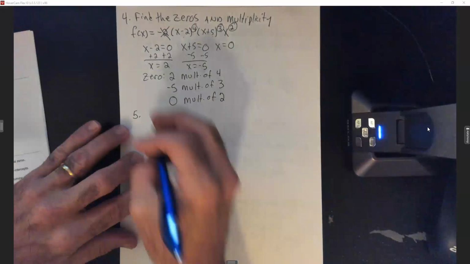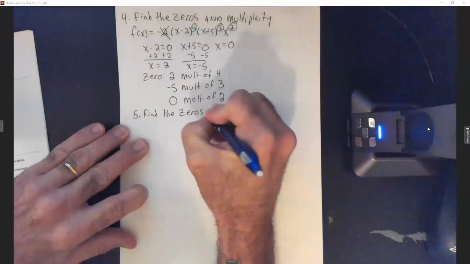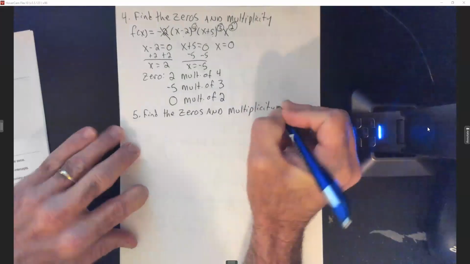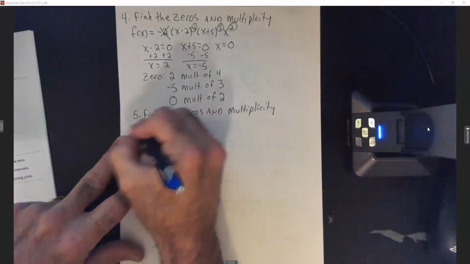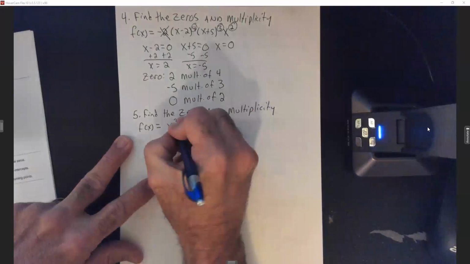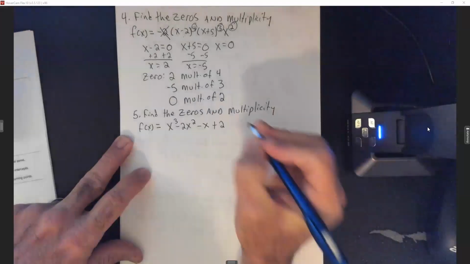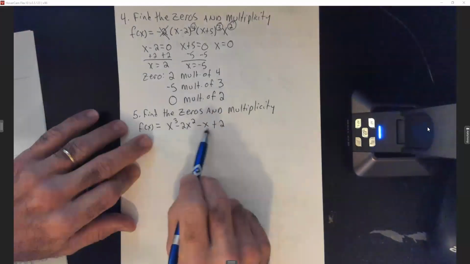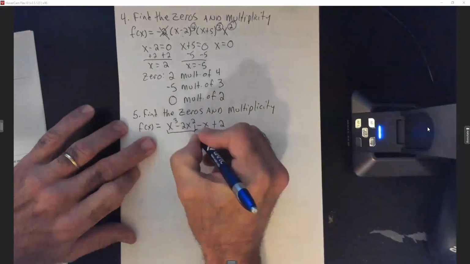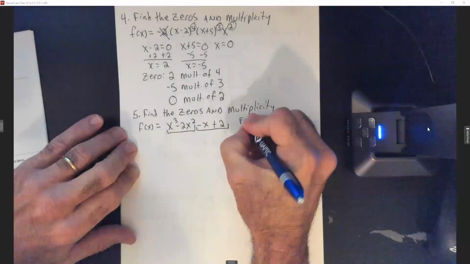Then number 5 was find the zeros and multiplicity. So pretty much 3 in a row doing this. The only difference was the type of equations they're giving you. So this one, I got x to the third minus 2x squared minus x plus 2. So we've got to solve this one since it's 4 terms. We got to solve it with what we call factor by grouping. So you got to group the first 2 terms together and the second 2 terms together. So this is what we call factor by grouping.